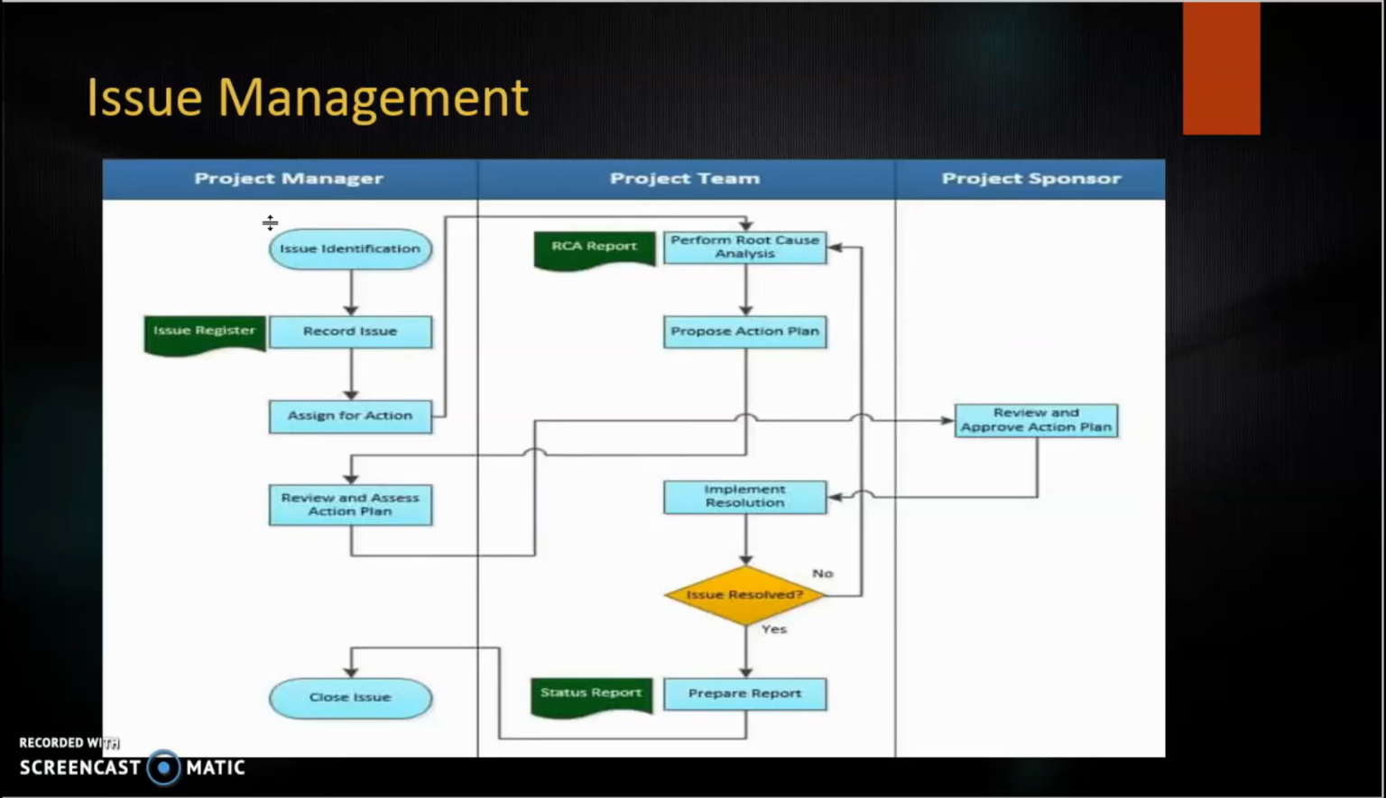If the issue is resolved, then we'll prepare the report and the status report is generated. If it is not solved, then we will perform the root cause analysis. Initially, once the issue is identified, the issue is recorded. We will do the root cause analysis after it is assigned for action. And once the root cause analysis is done, we will propose an action plan. Then we will move forward with the review of the action plan.